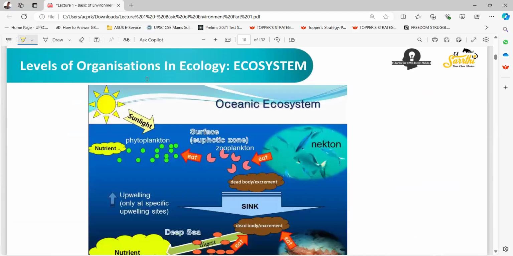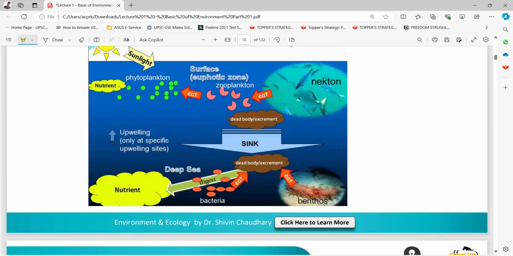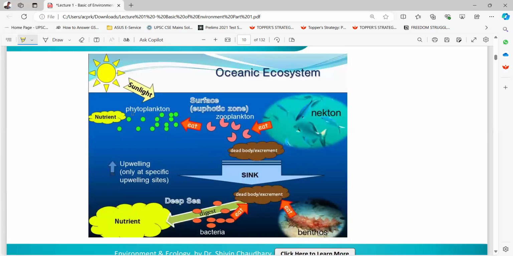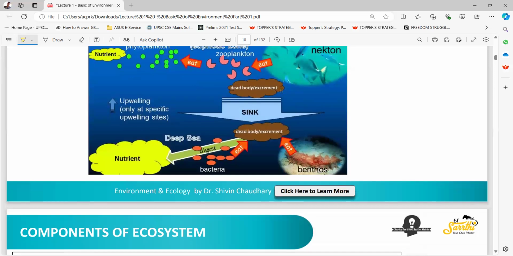Okay, ecosystem. Oceanic ecosystem. Here they have represented the oceanic ecosystem. Sunlight, nutrient, phytoplankton, surface, euphotic zone. Nekton eat zooplankton, which eat phytoplankton. Dead body or excrement sinks. Benthos eat, bacteria digest dead body and excrement into nutrients, upwelling, only at specific upwelling sites.